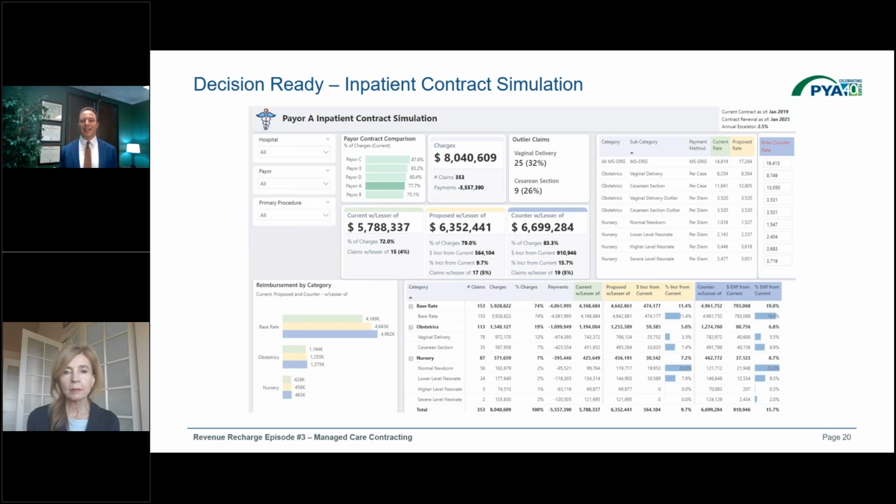This dashboard was dynamic in the sense that it allowed us to work through these scenarios where we could fine-tune our proposal so it met the financial objectives of the health system.